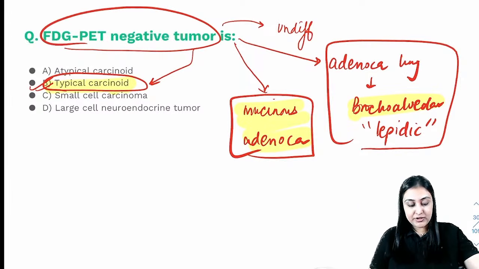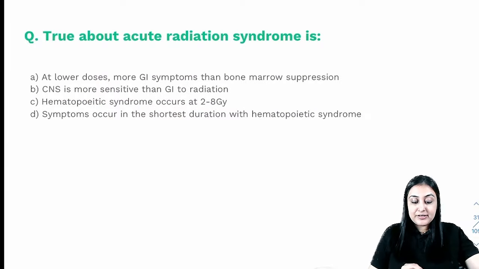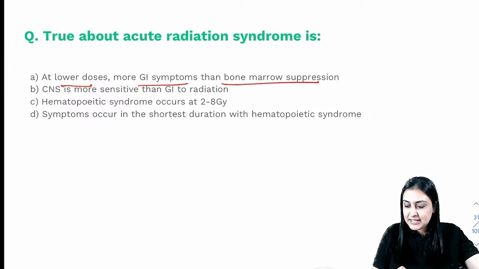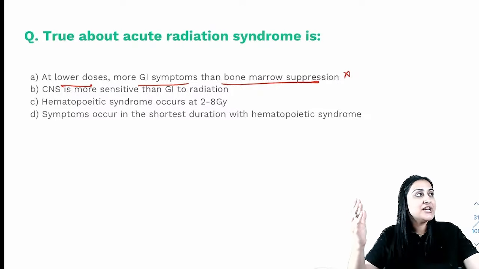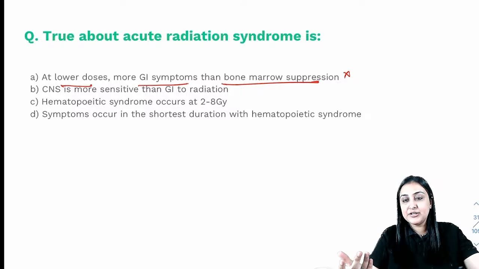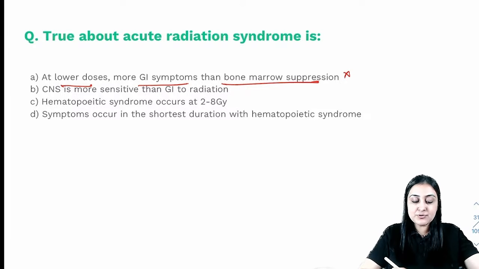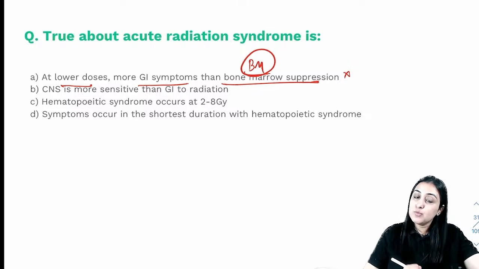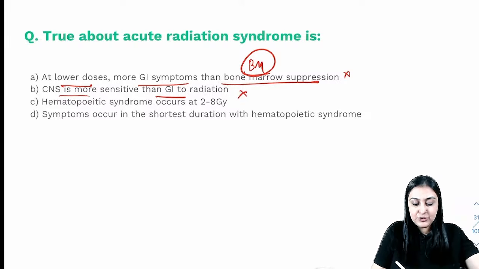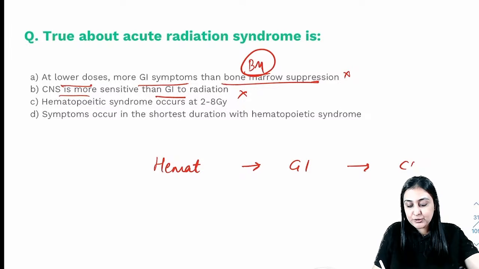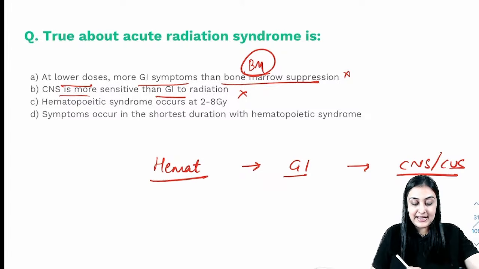Fine. So very important. True about acute radiation syndrome: at lower doses more GI happens than bone marrow. No. So acute radiation syndrome means anytime you have large exposure of radiation, like a nuclear accident, and you have so much radiation. So which system should be affected first? Hematopoietic. Bone marrow will get affected first. CNS is more sensitive than GI? No. The order is hematopoietic syndrome followed by GI, followed by brain and CVS. CNS, CVS comes last at highest radiation.